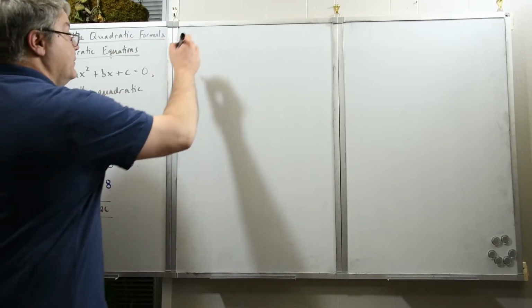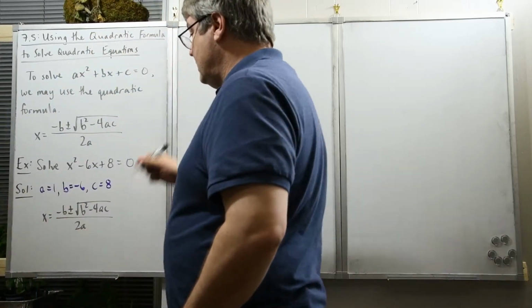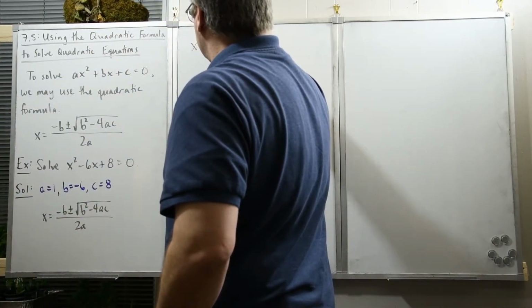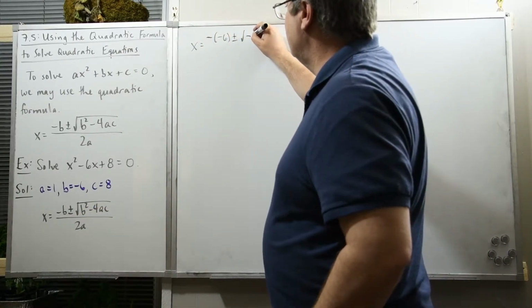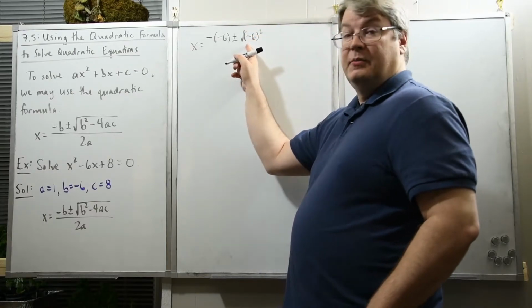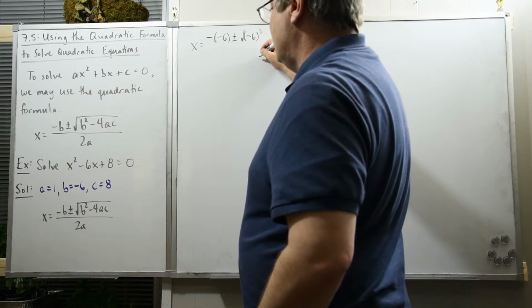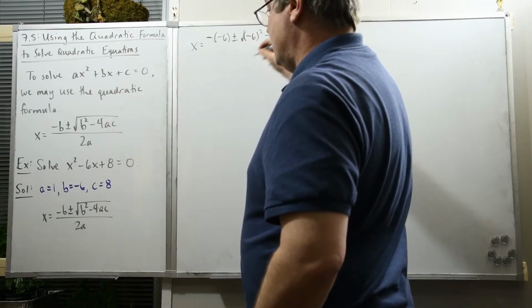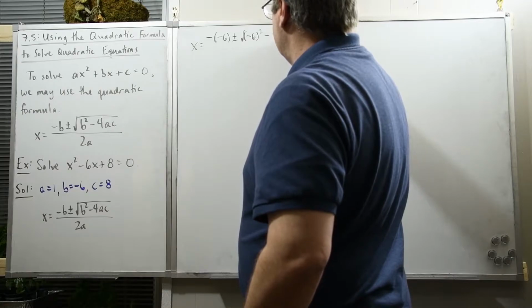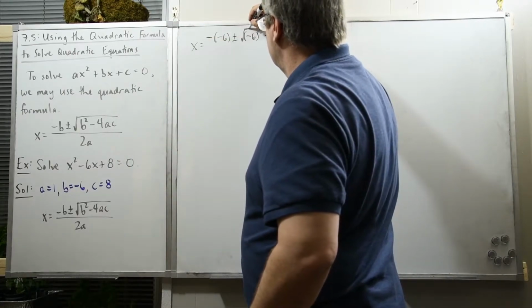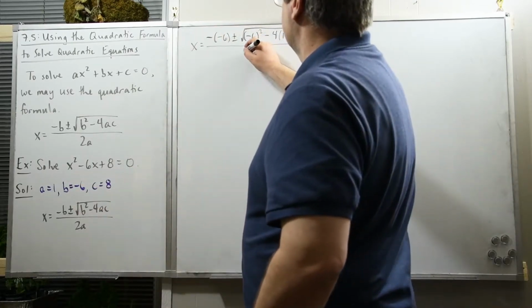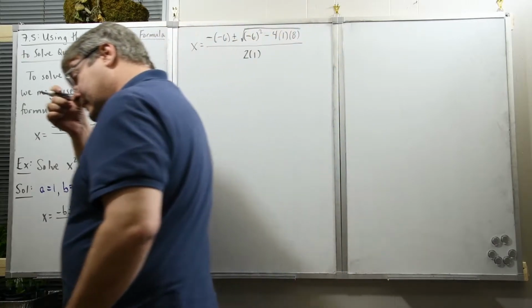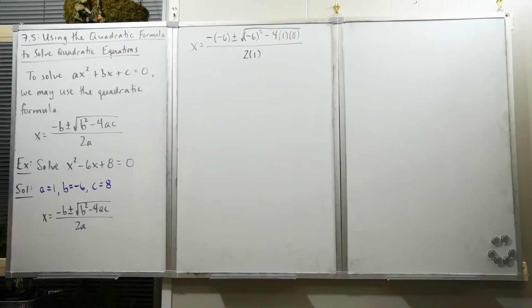So here, we would have x equals negative b, that's negative 6, plus or minus square root of b squared. Well, b is negative 6. Now, make sure you put the negative 6 in parentheses when you square it. And then we'll have minus 4 times a, which is 1, times c, which is 8. And this whole thing is over 2 times a, or 2 times 1. Now, it definitely looks like a mess, but this is a mess that's going to clean up very well.